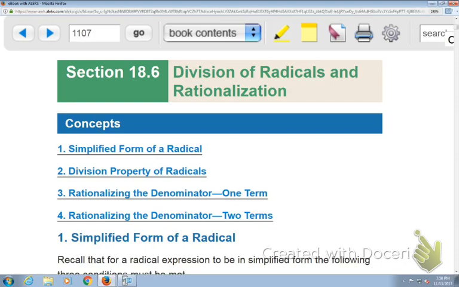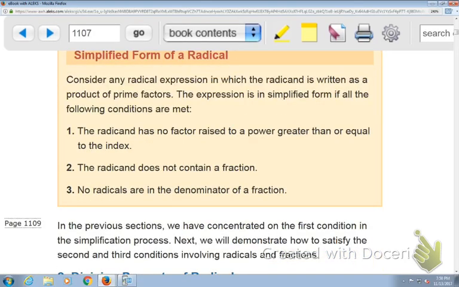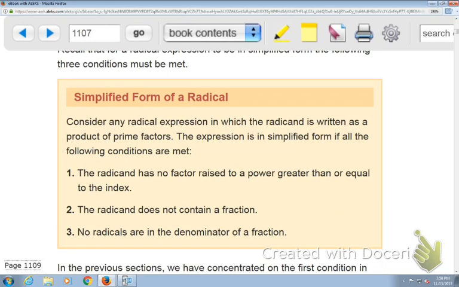All right, so they remind you, when we have the simplified form of a radical, that we can't have any power greater than or equal to the index. So if we have a fourth root, we can't have any fourth powers or fifth powers or beyond. If I have a square root, I can't have any squares or beyond. If I have a cube root, I can't have any cubes or fourth powers or beyond. The radicand does not contain a fraction, and no radicals are in the denominator of a fraction. So we've been mostly dealing with number 1 so far. But now we're going to have number 2 and number 3. Number 2 is going to come in with division, and number 3 is going to come in with that rationalization. All right, big word.